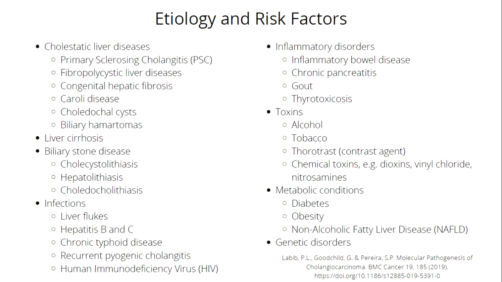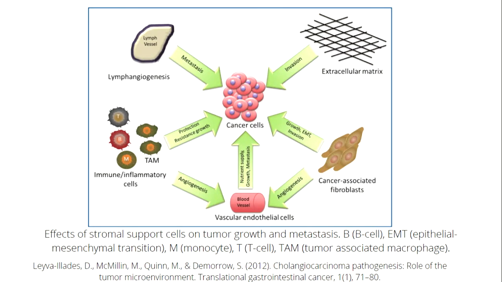Another is the inflammatory diseases such as inflammatory bowel disease and chronic pancreatitis. Another is toxins such as alcohol and tobacco abuse. Next is the metabolic conditions such as diabetes and obesity. And other is the genetic disorders.